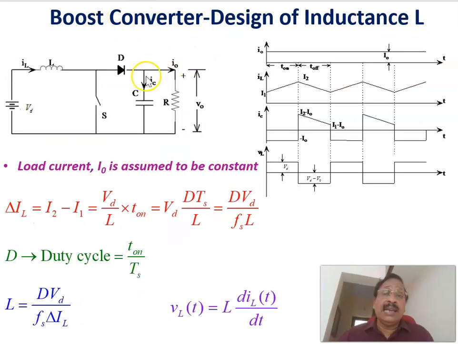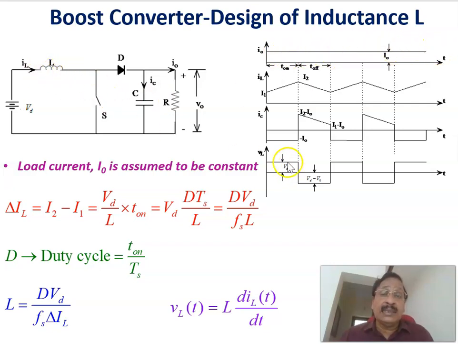Now let us see the design of the values of inductor L and capacitor C. Coming to the inductor L first, this is the circuit topology as already explained: inductor, capacitance, the switch, the input voltage, the average output voltage V0, the diode, and the load resistance R. The voltage across the inductor is Vd when the switch is on, and Vd minus V0 when it is off. We are assuming a constant load current I0.